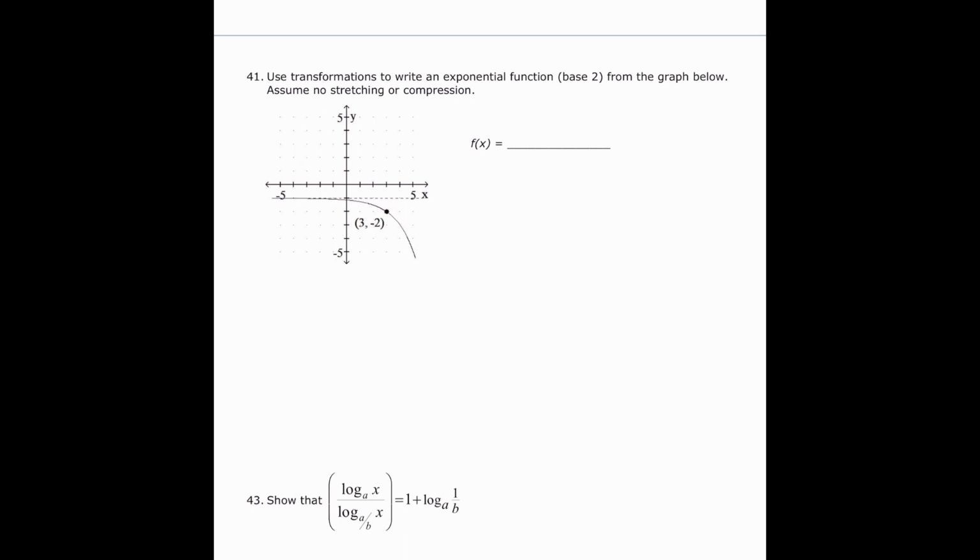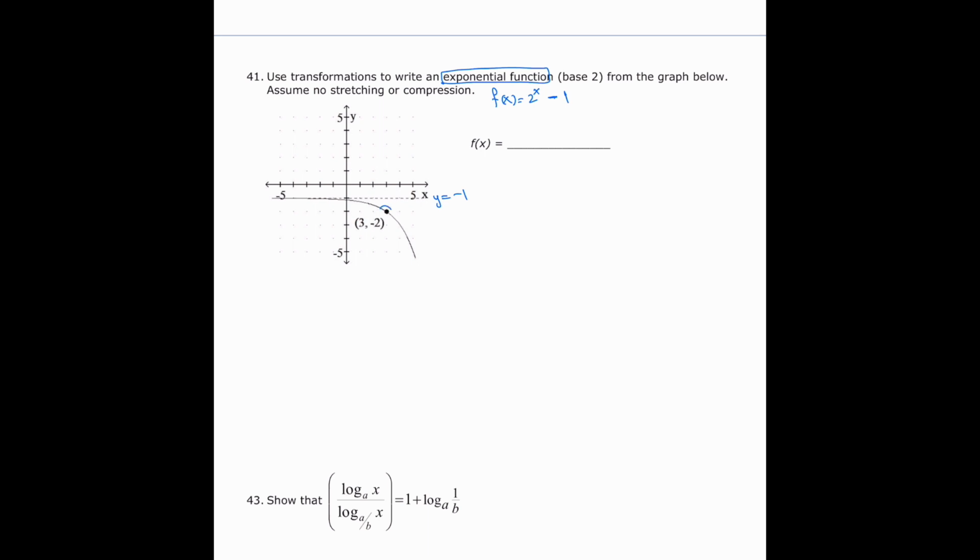Question number 41. It uses an exponential function. So the exponential function is base 2 in this case, which means the parent function is f of x equals 2 to the x power. Since we're looking at an exponential function, we know that there are horizontal asymptotes that represent a vertical shift. So in this case, the horizontal asymptote is y equals -1, which is basically the vertical shift of the function. So I'm going to say -1 immediately.